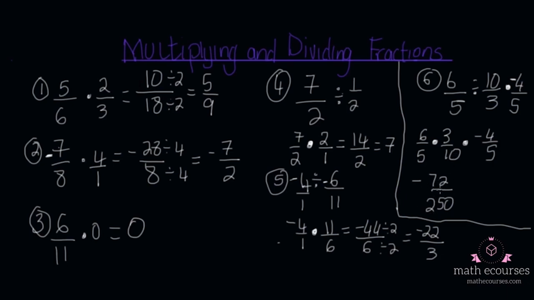And then now I need to simplify this. This looks like a really big number, but I see that we can simplify by 2 because they're both even numbers. Negative 72 divided by 2 is negative 36. 250 divided by 2 is 125. And that is my final answer.